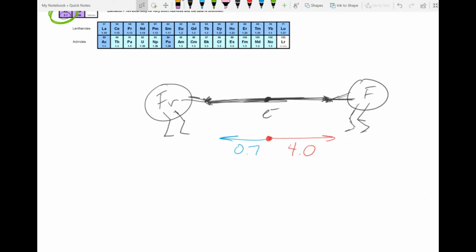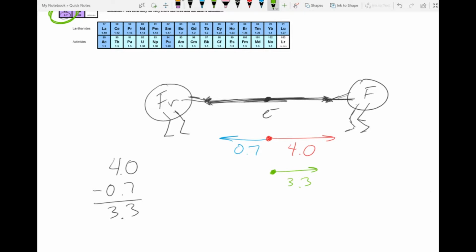And in fact, it's going to be a huge difference, because when you check the difference, and this is actually how you check to see what bond character is like, you look at the electronegativities for each element, and then you check for the difference. You look for the net. It's going to be 4.0 minus 0.7, which gives a difference of 3.3. And it's very obvious that fluorine is going to win with about a 3.3 magnitude over the francium. That's a pretty big difference.